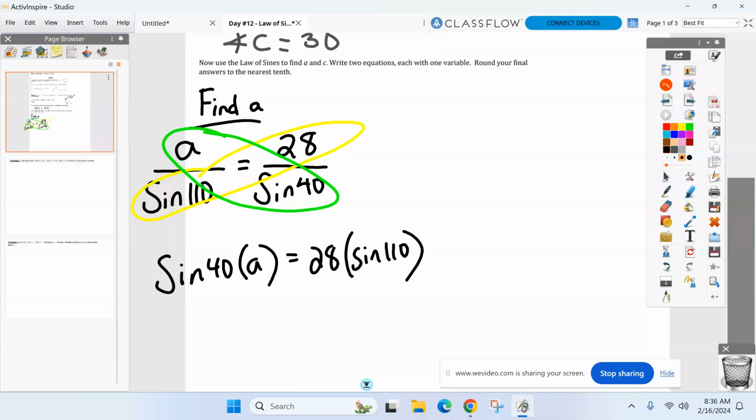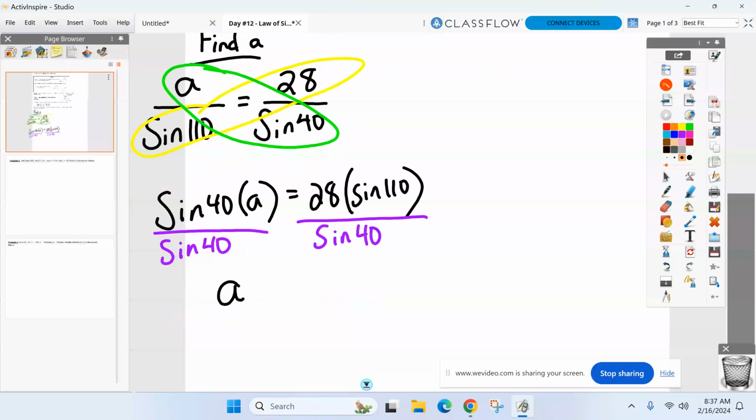We're looking for side A. Don't overthink this. This is the same thing we used to do when we solve for sides using SOHCAHTOA. How do I get A by itself? Divide by sine 40. Not just 40, sine 40. Divide both sides by the sine of 40. And now I just go to my calculator, right? 28 times the sine of 110 divided by sine of 40.